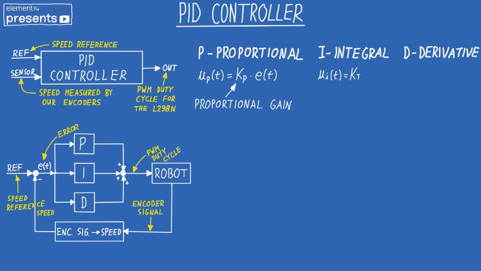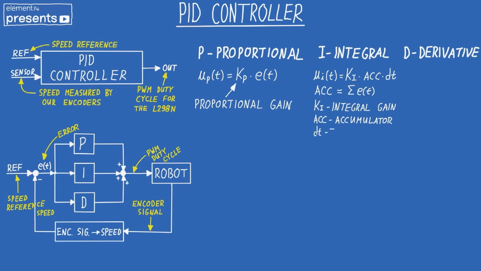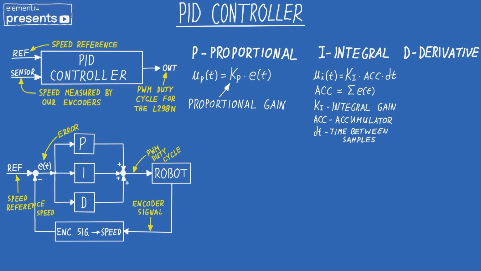The integral part of the controller works by using the integral gain, and the accumulator is just the sum of all of the errors so far. It really helps with correcting the steady state error. So for example, if with the P controller you get to around 95, the integral part will get you just right around to the 100, as you will see later on in the video.